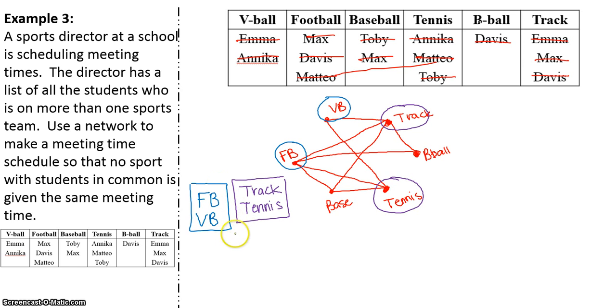So I know I can put baseball and basketball, those meetings can happen at the same time because they don't have any students in common. So the least amount of groups that he needs to schedule meeting times for are 3 groups.